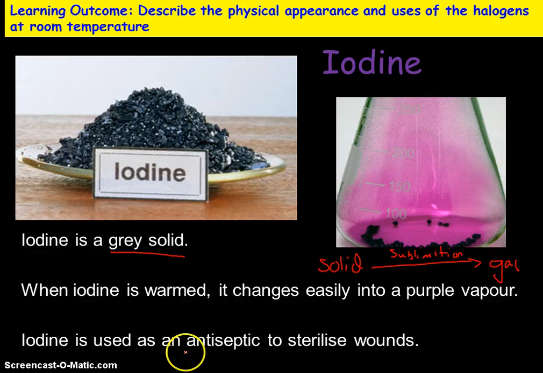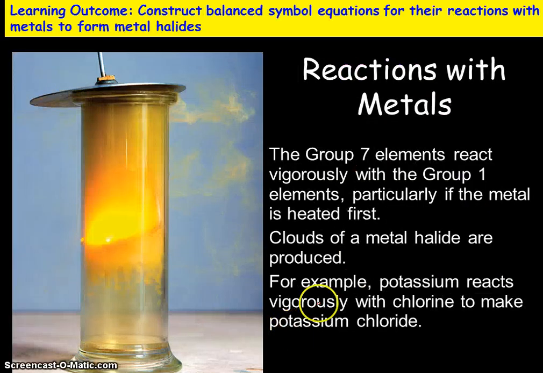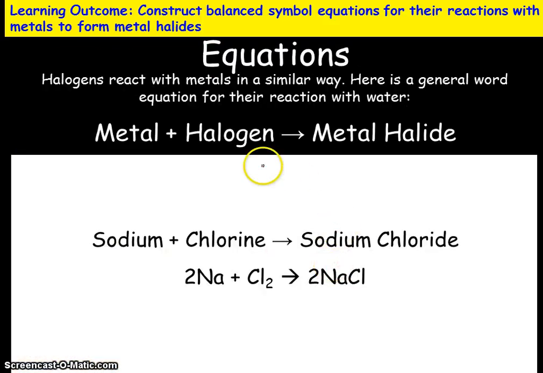And the use of iodine is it's used in antiseptics to sterilise wounds. So the reactions of them, they will react quite vigorously with metals. This picture shows a reaction of potassium and chlorine gas, and you can see it's producing this bright yellow potassium chloride. So the reaction would be any metal plus any halogen, just their name as elements.